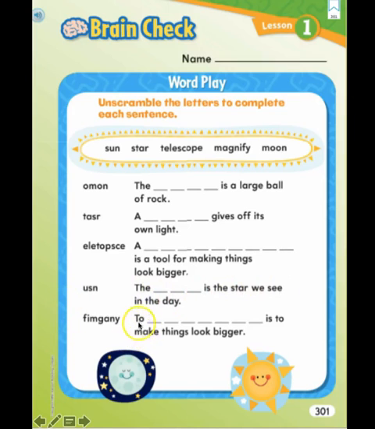And the last one, to blank is to make things look bigger. Take a look at your mixed up letters, and you should only have one word left up here. Write it on the line one letter at a time. To blank is to make things look bigger.